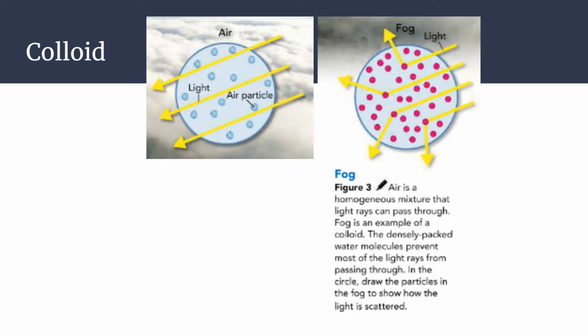All right, so next to the colloid topic, we had figure 3, fog. It said air is a homogeneous mixture that light rays can pass through. Fog is an example of a colloid. The densely packed water molecules prevent most of the light rays from passing through. In the circle, draw the particles in the fog to show how the light is scattered. So it's going to look something like this above with the fog and the light, but you need to make sure that you have particles exactly at that intersection point where the arrows divert.